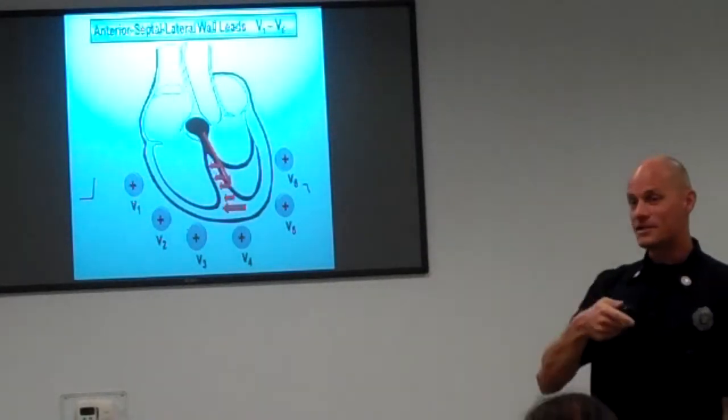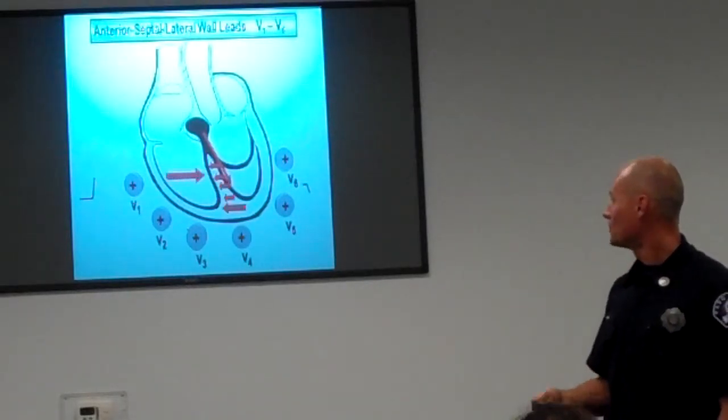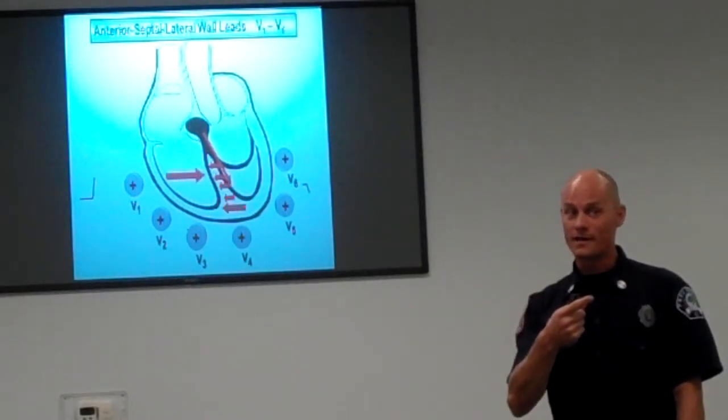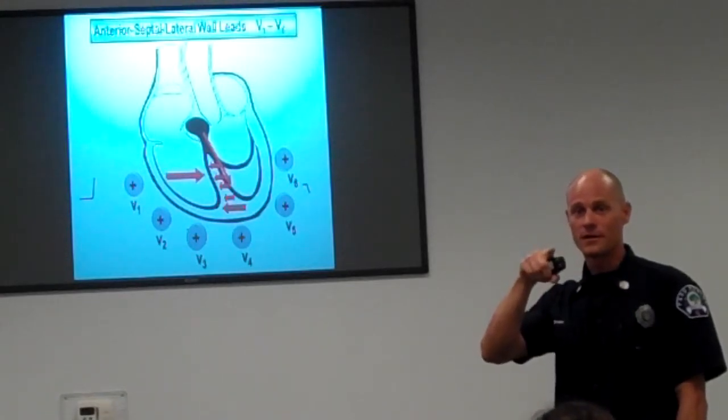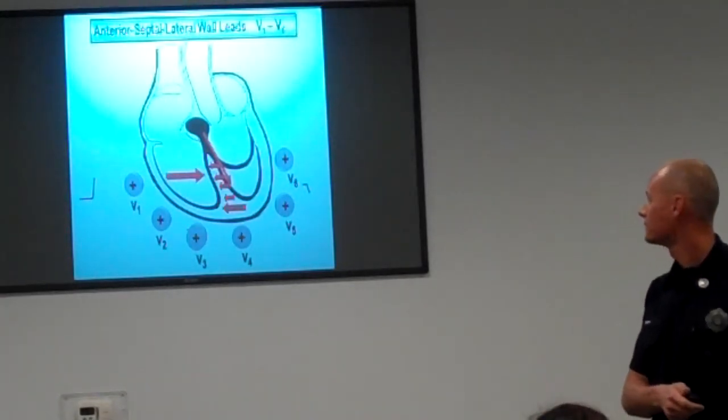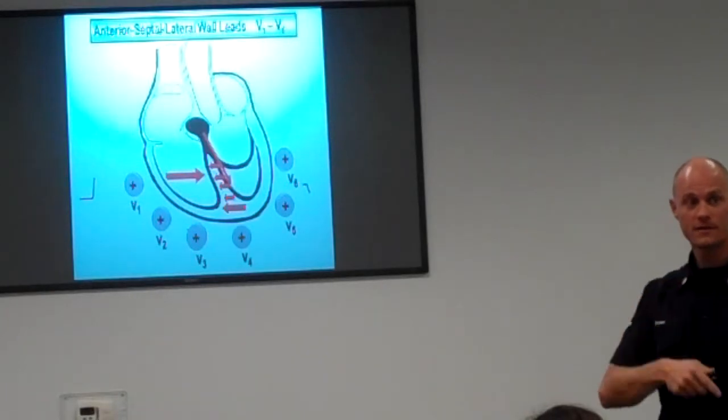Okay? Let's continue on. Look, the electrical impulse now is moving which way in V1, 2, 3, and 4? Towards or away from the positive? Away. It's moving away. So how should it look?